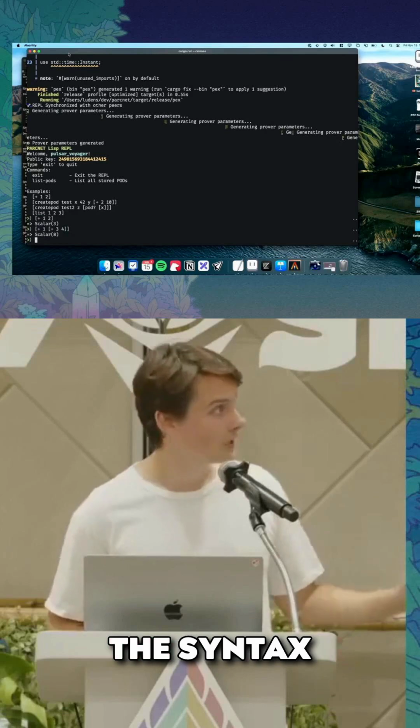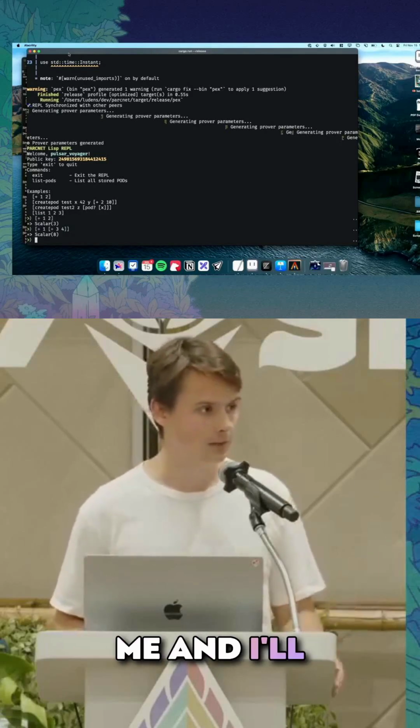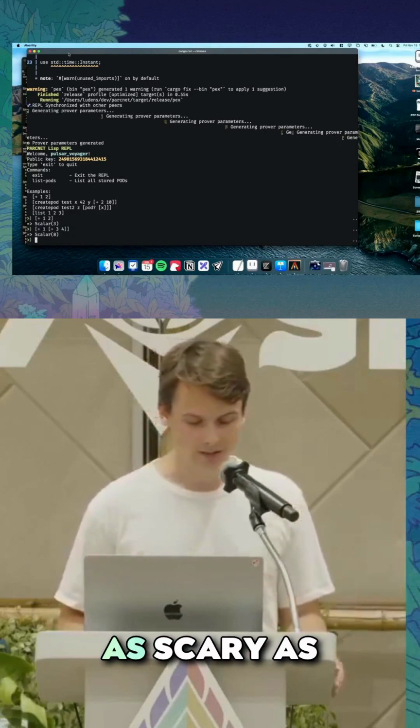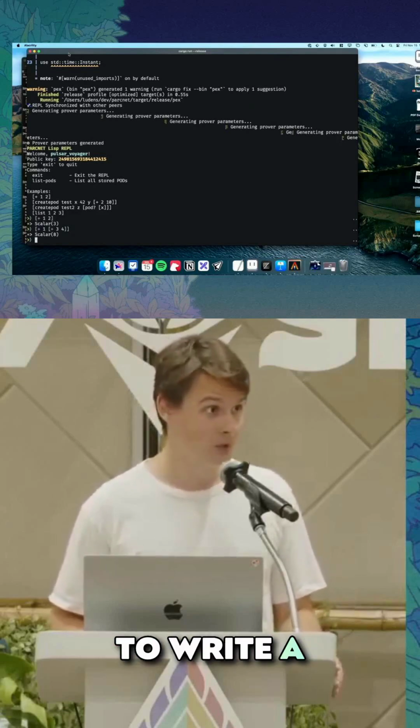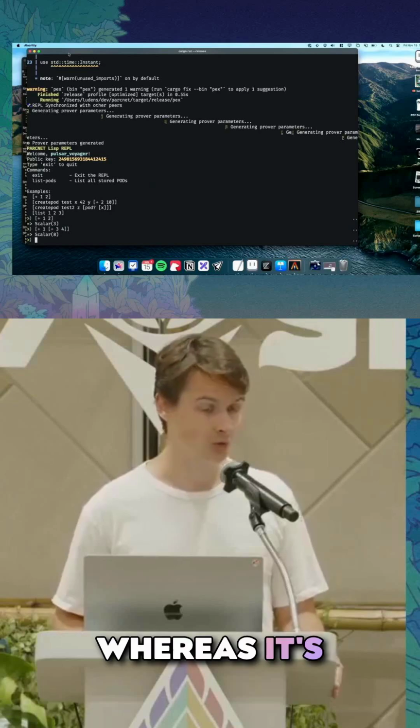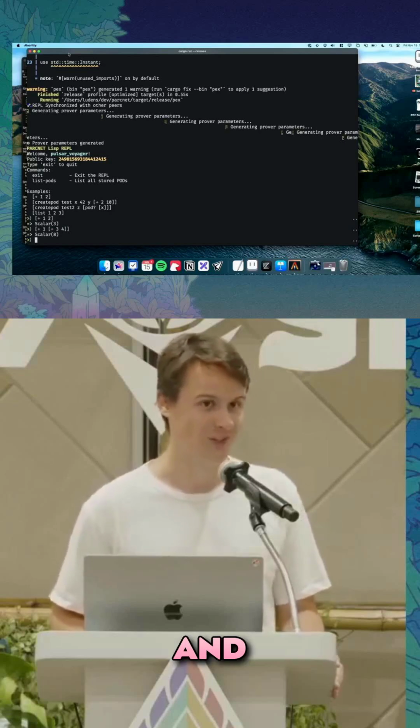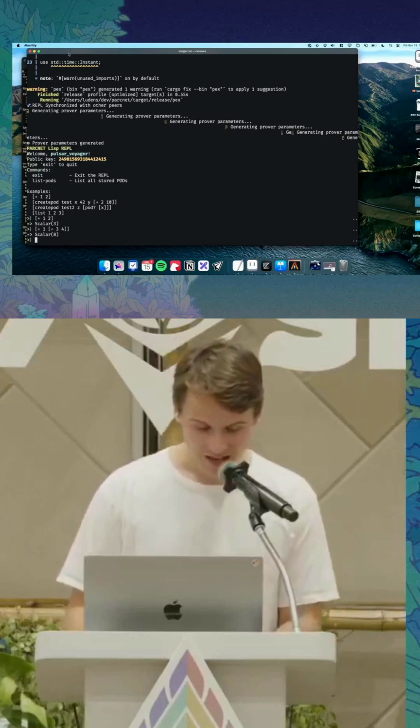So if you don't understand the syntax at any moment, tell me, and I'll explain how it works. But it's not as scary as it seems. And the reason why we wrote a Lisp, once again, is because it's really easy to write a Lisp parser and lexer and interpreter, whereas it's really hard to write a parser, lexer, and interpreter for imperative languages.